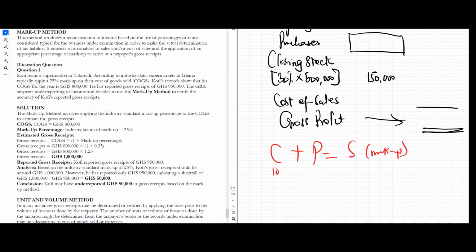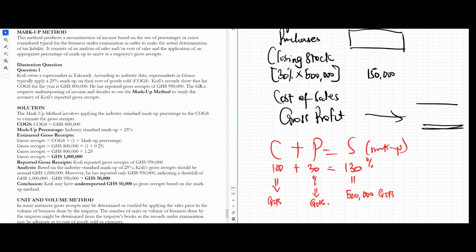100. So I'm going to put 100 here. They say he makes 30%. That means sales should be equivalent to 130. Do you all agree? And the sales, we know, was 500,000 in Ghana cedi. So this is in percentage terms, and this is 500,000 in Ghana cedi terms. This one too is in percentage terms, but we don't know its Ghana cedi equivalent. But we can find it once we know one, using ratio and proportion.